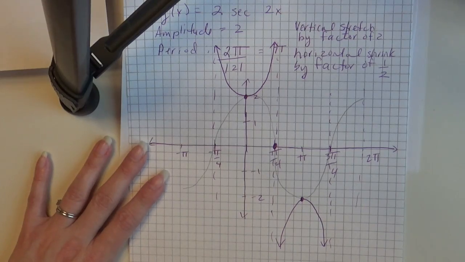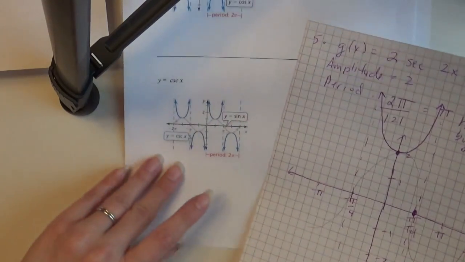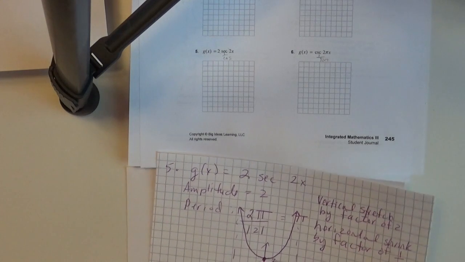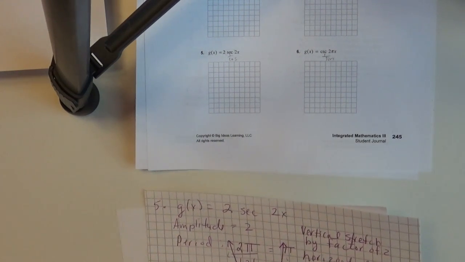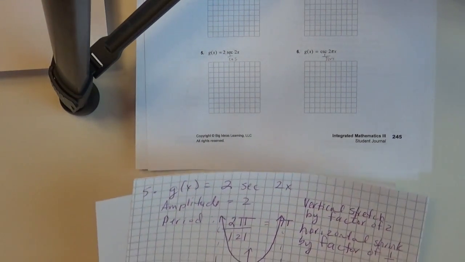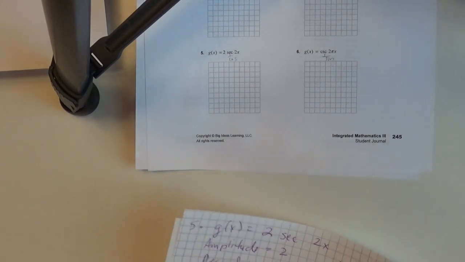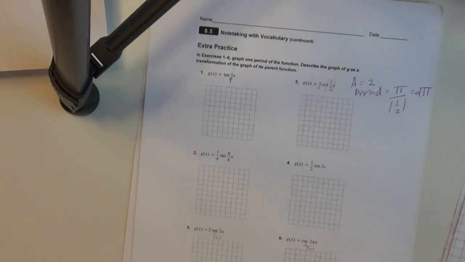Alright. So I think you're good. I think you can do these. You should be able to handle it. Number 6 is going to be cosecant. It's going to be the 1 over sine function. See what you can do with that. Let me know if you need help.